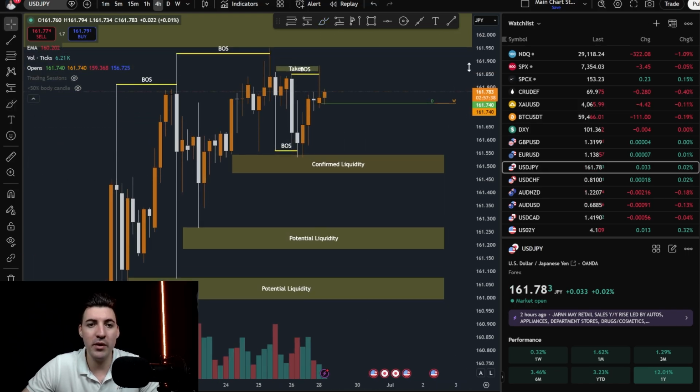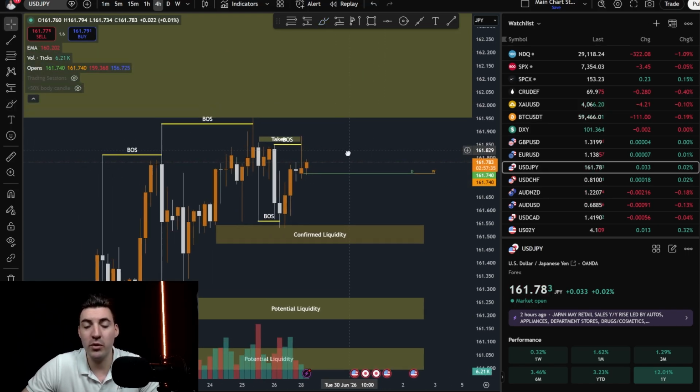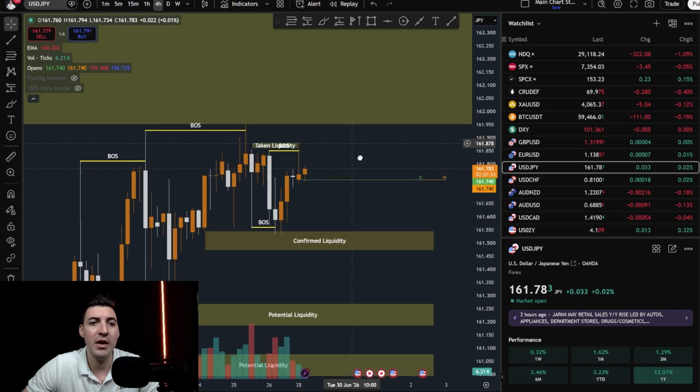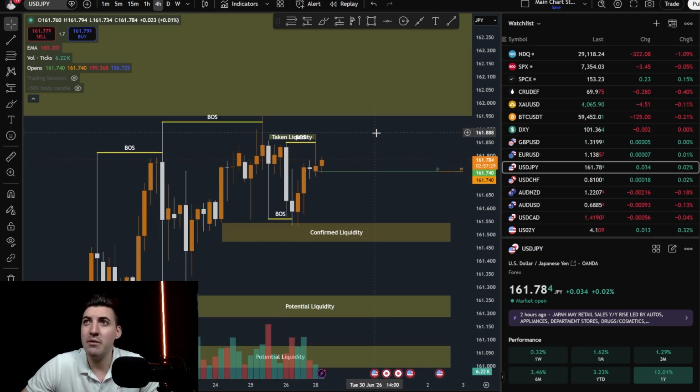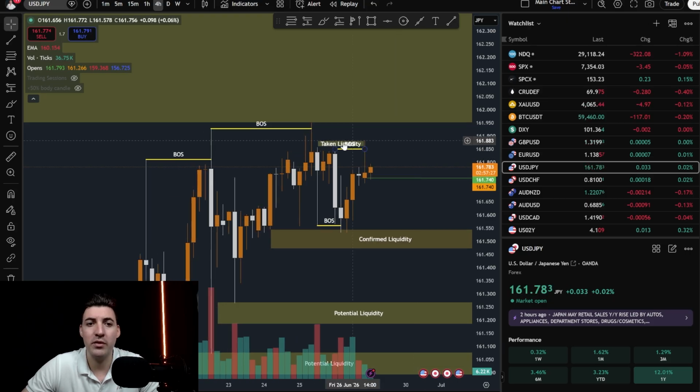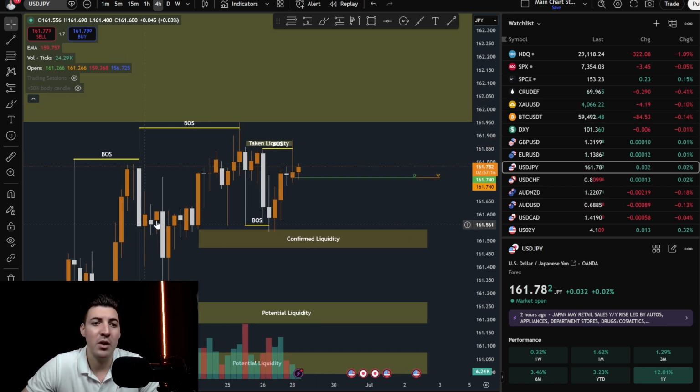Heading over to the USD JPY, what's very interesting here is that this huge yellow zone up here is a very, very strong area of resistance. And we can actually see at this point in time, the Japanese yen struggling to breach above or breach into that resistance level. And we're just seeing this huge reaction at the moment.